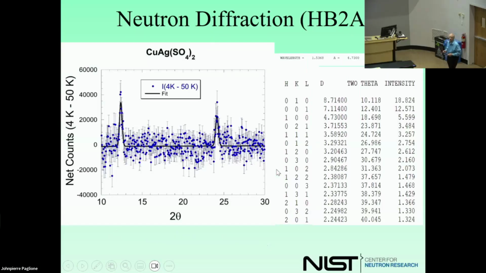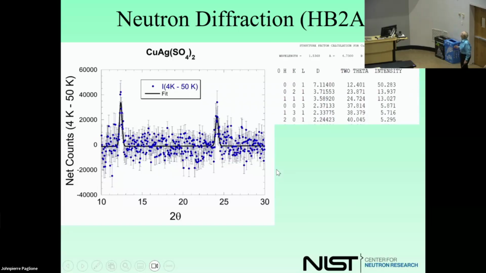And then the question is, can you understand the magnetic structure? So you can say, well, I don't really believe the silver's ordered magnetically. Maybe it's just the copper. So here is a list, and if you look at the 2 theta list here, you see there should be a big peak at 10 degrees, and there's nothing there. If it's just the copper, the 12 and a half is there. But then there are all these other peaks that should be there and aren't there.